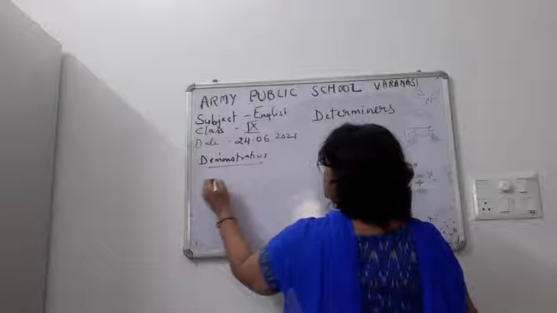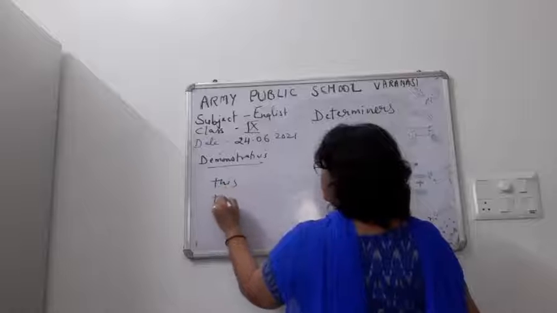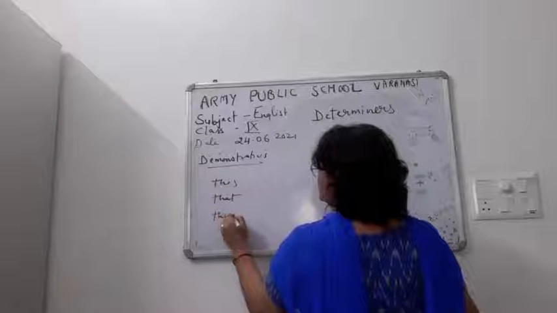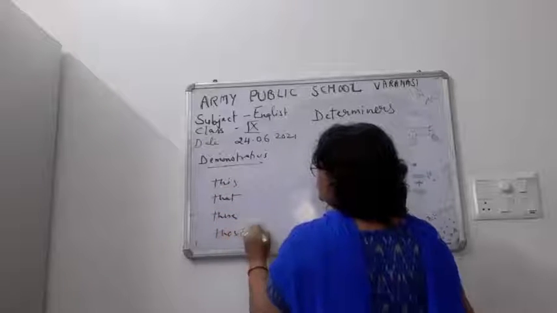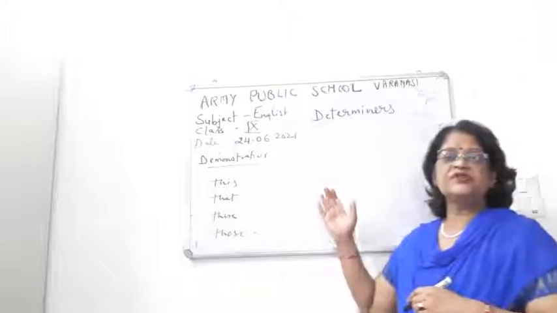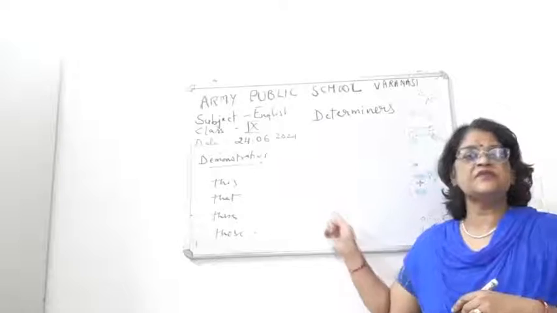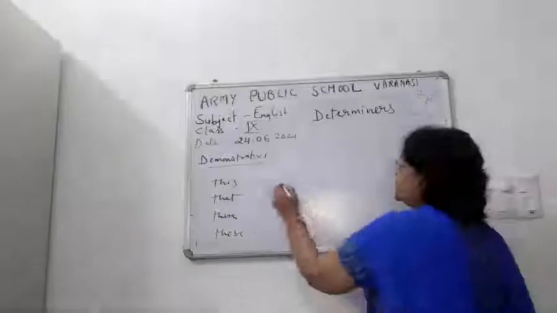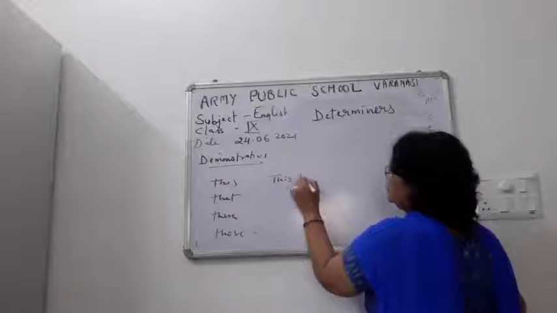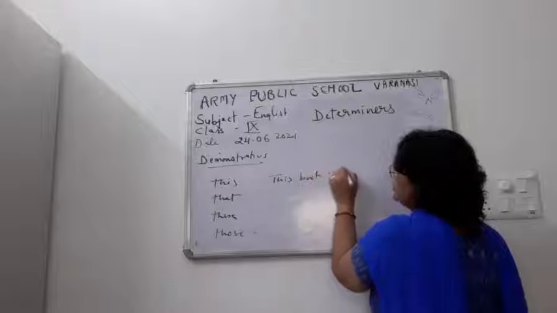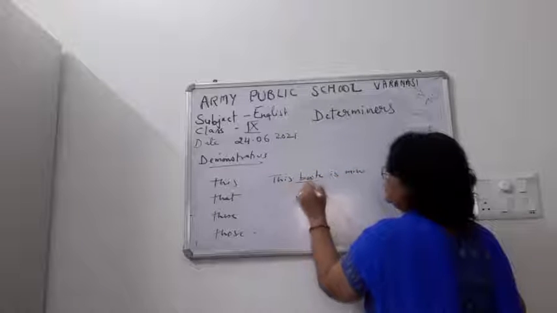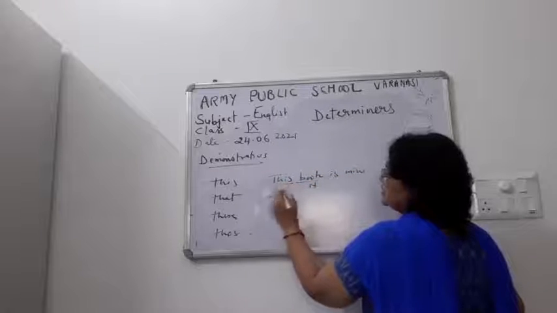Okay, so what are this, that, these, those. So, children, these are demonstrative determiners, and as I told you, children, determiners always come before a noun. Now, this book is mine. Book is a noun, this is a determiner.